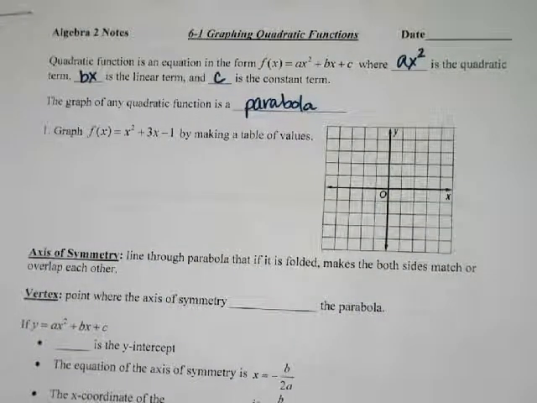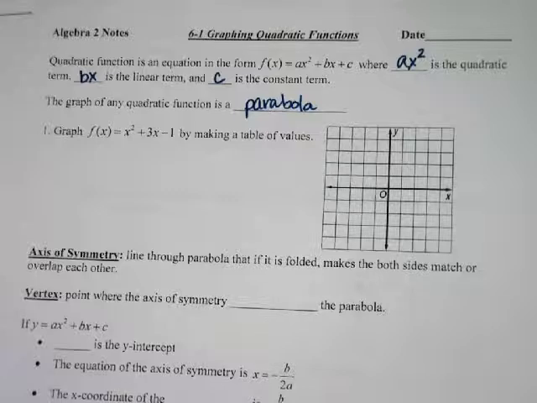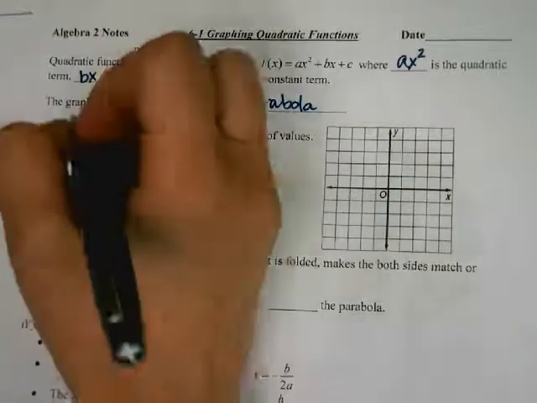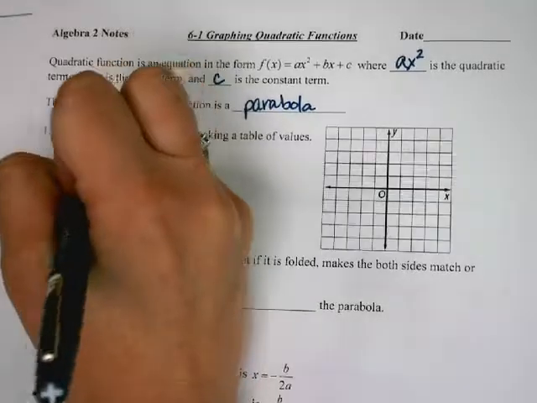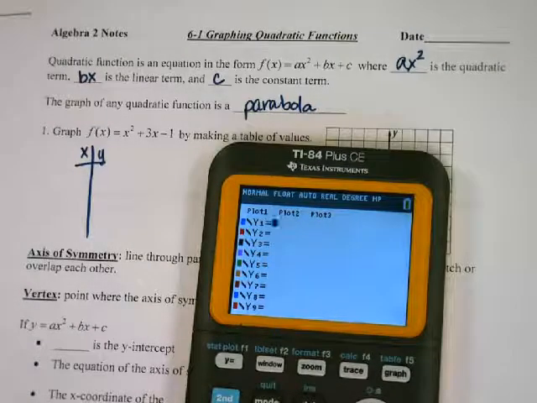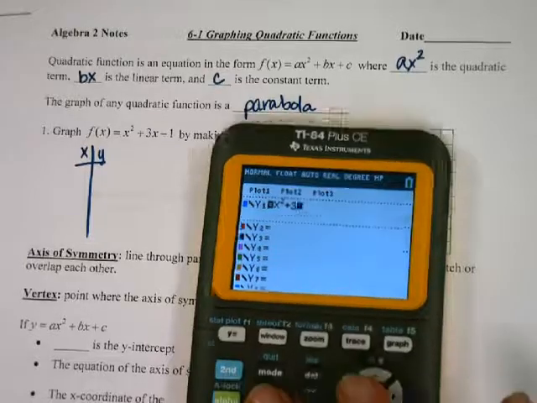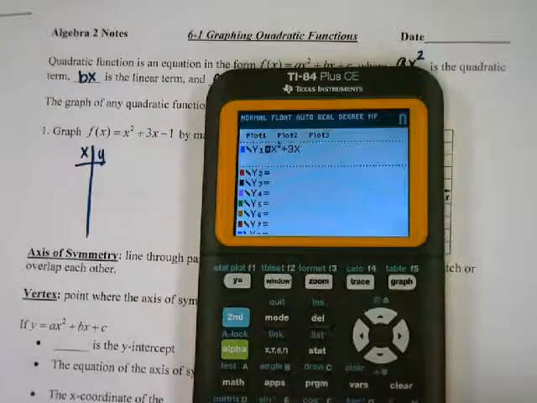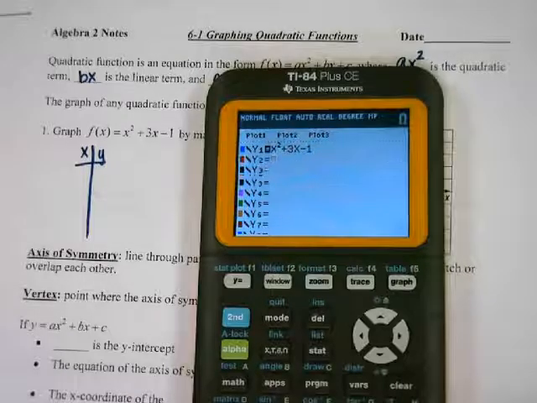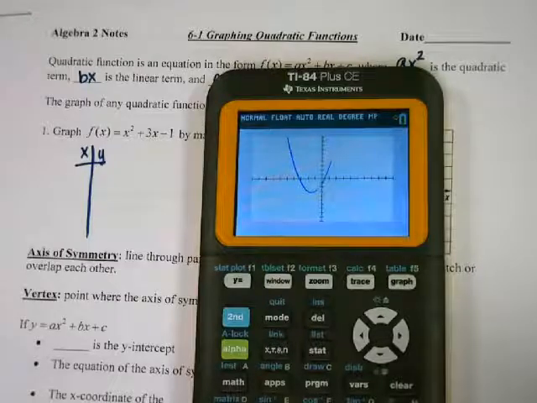All right, number 1 says graph f(x) = x² + 3x − 1 by making a table of values. I'm going to get the table of values from my calculator. If you don't have a calculator, remember you're just plugging things in. In my calculator, I'm going to type in x² + 3x − 1. And then I'm going to look at it, second graph. All right, there's my graph.